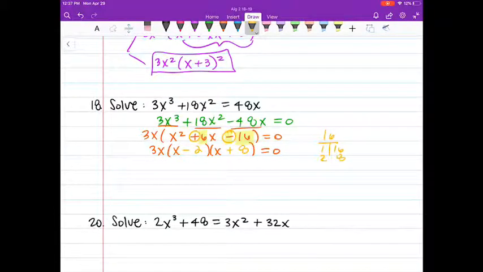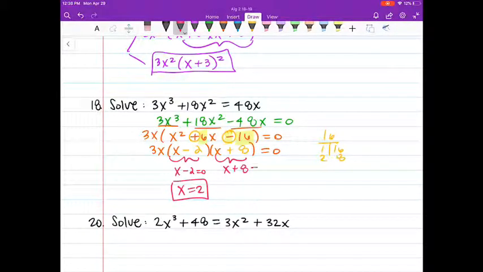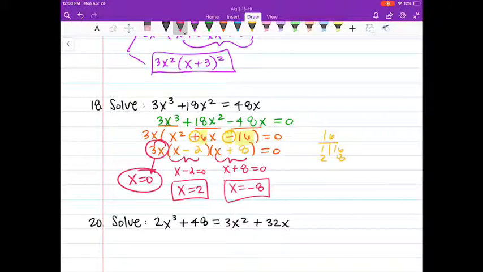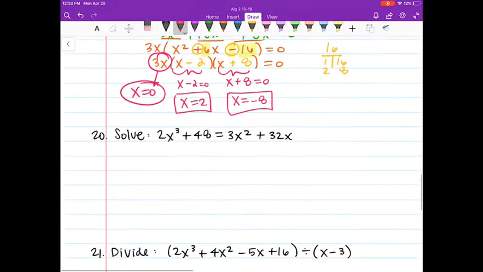Now, this time our instructions are different and we are asked to solve. So now we have to take it one step further and set each set of parentheses equal to 0. When I set x minus 2 equal to 0, I add 2 to both sides and I get a positive 2. When I set x plus 8 equal to 0, I subtract 8 from both sides and get a negative 8. Now, since I also had a GCF that included a variable, I automatically have x equals 0 for an additional solution. So my final answers are 0, 2, and negative 8.